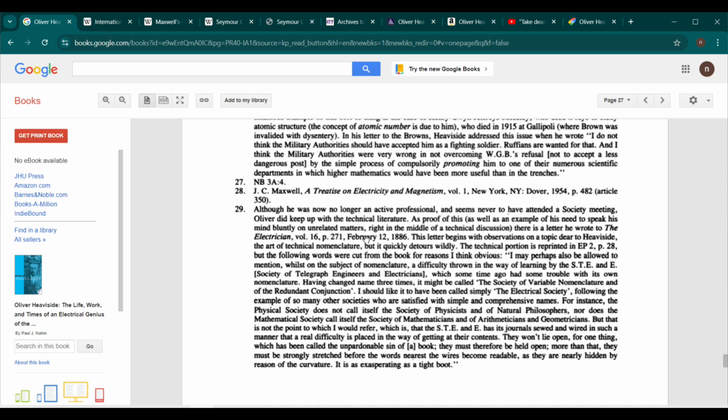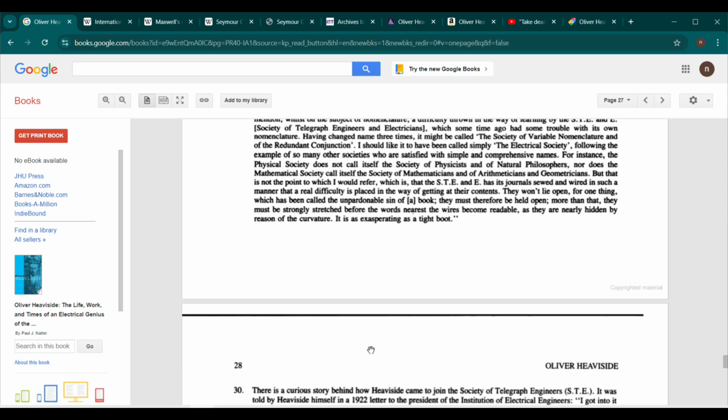But that is not the point to which I would refer, which is that the STE and E has its journals sewed and wired in such a manner that a real difficulty is placed in the way of getting at their contents. They won't lie open, for one thing, which has been called the unpardonable sin of a book. They must therefore be held open. More than that, they must be strongly stretched before the words nearest the wires become readable. They are nearly hidden by every region of curvature. It is as exasperating as a tight boot.